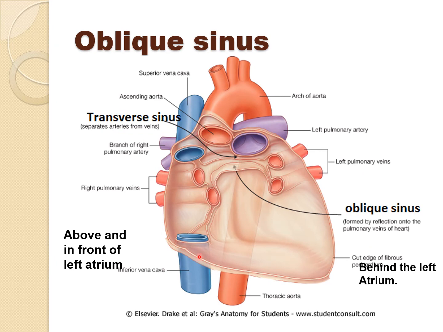In the diagram, the oblique sinus is behind the left atrium, and the transverse sinus comes above and in front of the left atrium. So this part is the oblique sinus, and this one is the transverse sinus. The peculiarity of the oblique sinus is that it lies behind the left atrium, whereas the transverse sinus lies above and in front of the left atrium. So these are the two types of sinus.